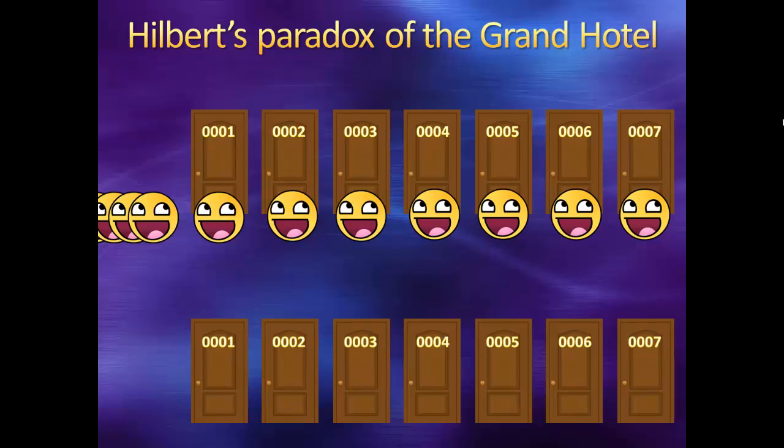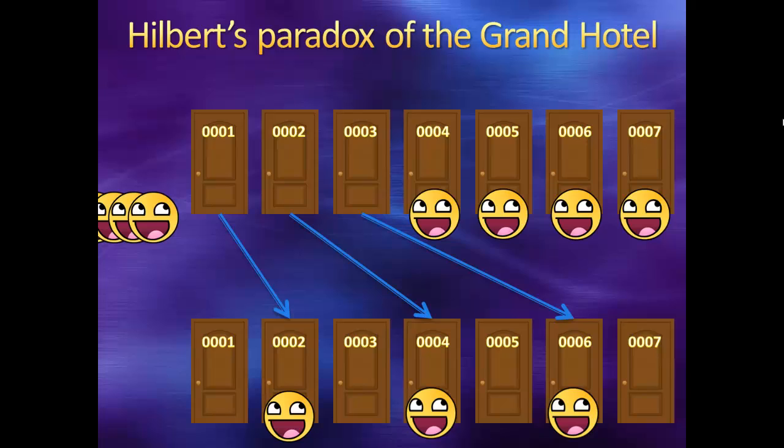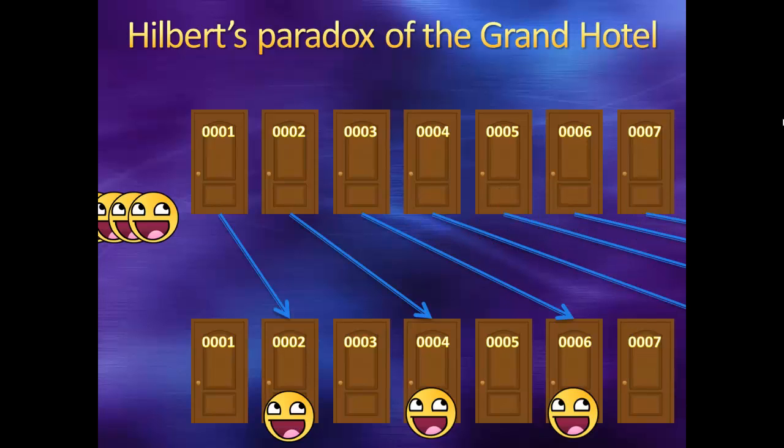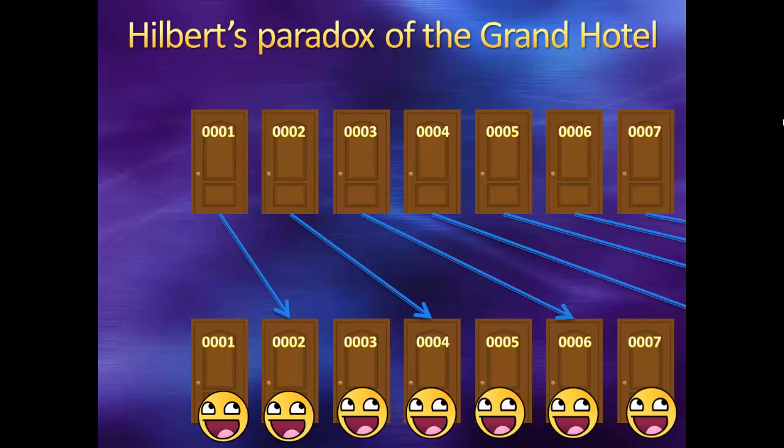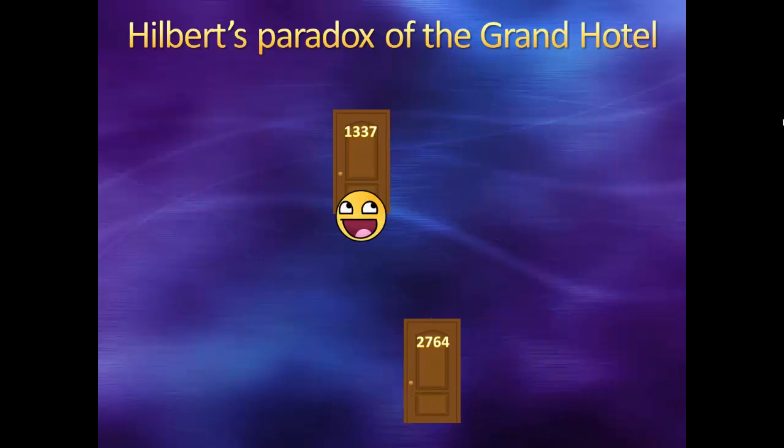We could move the guest in room number 1 to room number 2. Then the guest in room number 2 to room number 4. Then the guest in room number 3 to room number 6, and so on, moving each guest to twice his or her current room number. Now only the even-numbered rooms are occupied, and the odd-numbered rooms are vacant. And since the set of odd numbers is the same size as the set of natural numbers, we can put everybody into the odd-numbered rooms. Problem solved. Again, you may wonder whether somebody got left out, but if you tell me the room number anybody was in, I can tell you what room they were moved to.